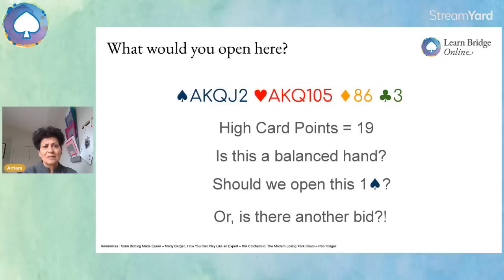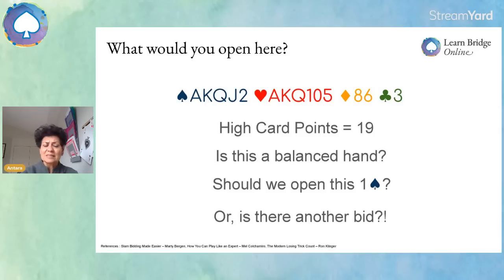Let's look at this example that I've got here for us. Take a second, have a look at the example, and try and think about it. So I've got a 5-5-2-1 distribution. The high card points are 10 plus 9, I've got 19 points. Is this a balanced hand?